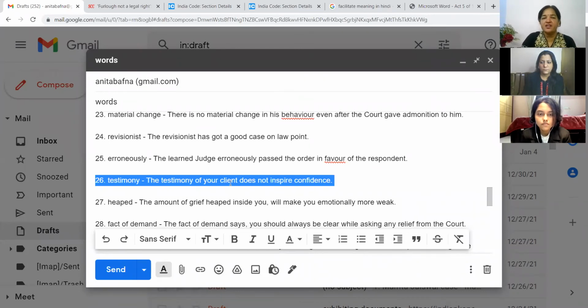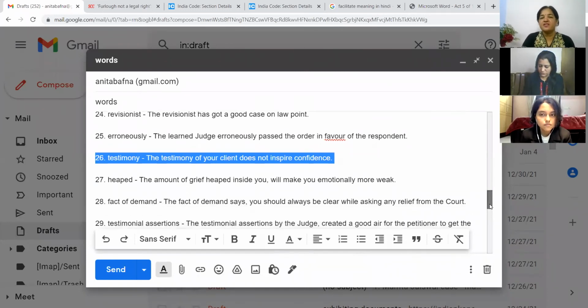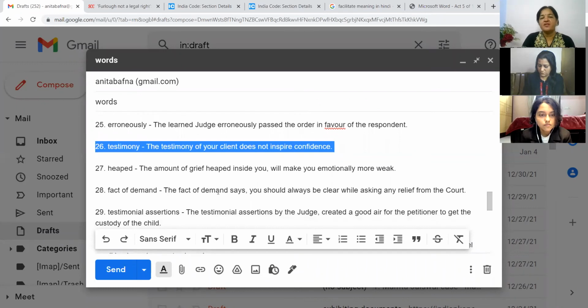Heaped, ढेर लगा देना. The amount of grief heaped inside you will make you emotionally more weak. This is like an emotional sentence which you can use in a matrimonial dispute. Fact of demand. The fact of demand. देखो word तो एकदम normal है. Fact सच्चाई, demand है ना कहने पर. The fact of demand says you should always be clear while asking relief from the court. जब भी आप कोई relief court से मांगते हैं तो fact of demand कहता है कि आप सच्चाई से क्लैरिटी के साथ कह दो.